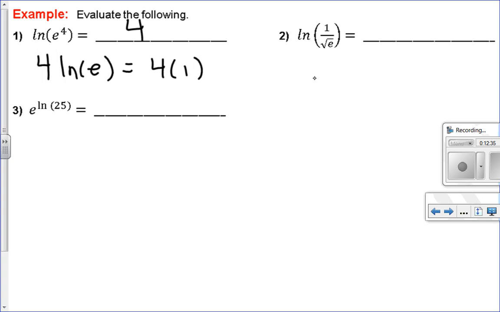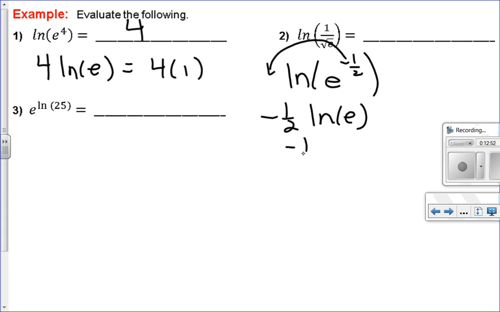Okay, natural log of 1 over the square root of e, actually. Just going to write that as e to the -1/2. Negative because it was in the denominator, half because it's a square root. Let's bring the -1/2 down. So it's -1/2 times the natural log of e, which we just said was 1, and -1/2 times 1 is -1/2.